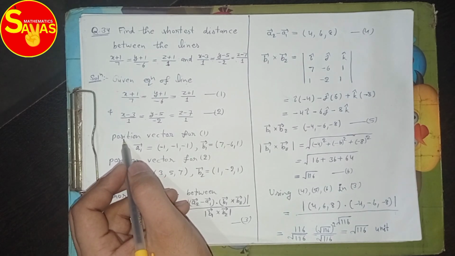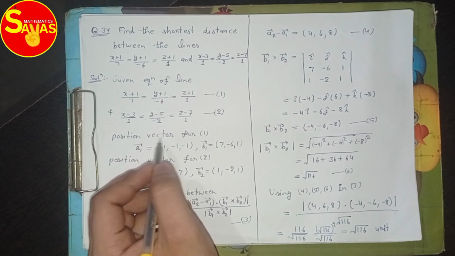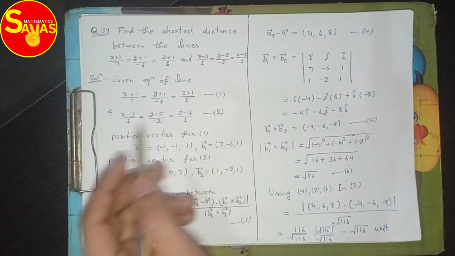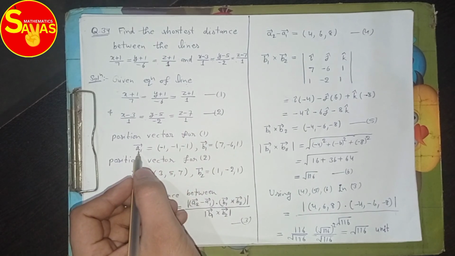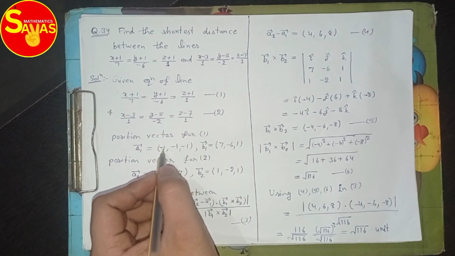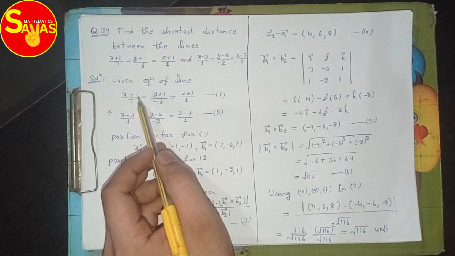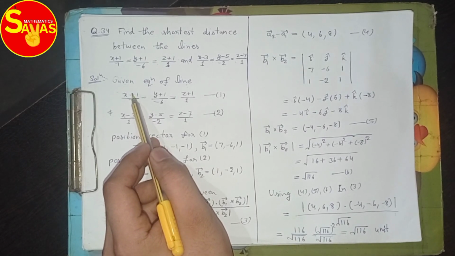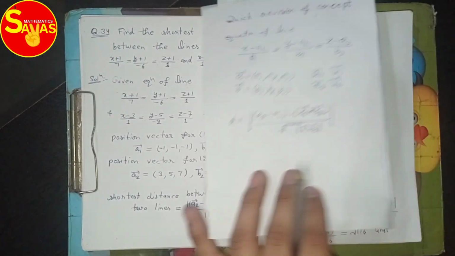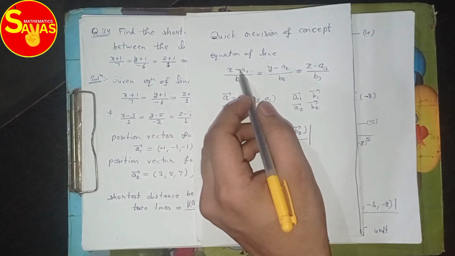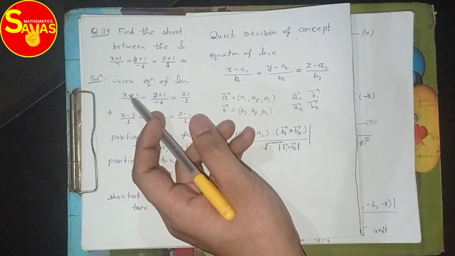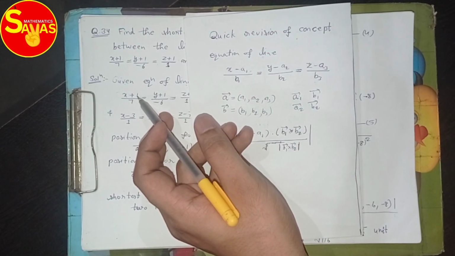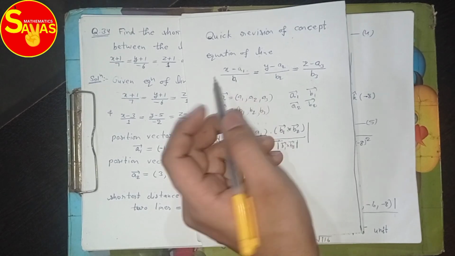So first of all, we need to write the position vector for line 1. For line 1, a1 is equal to 1, minus 1, minus 1. Here there is plus 1 in the equation, while in the general equation there is minus, so the sign changes: minus, minus 1.